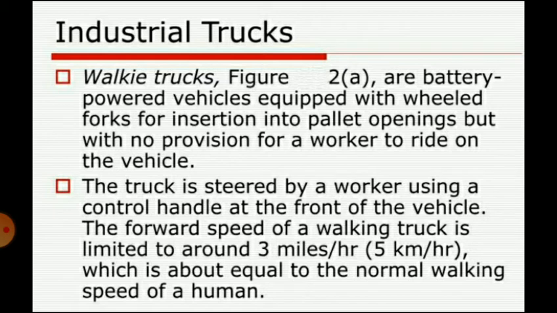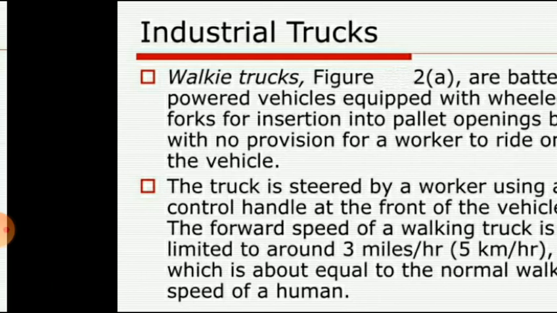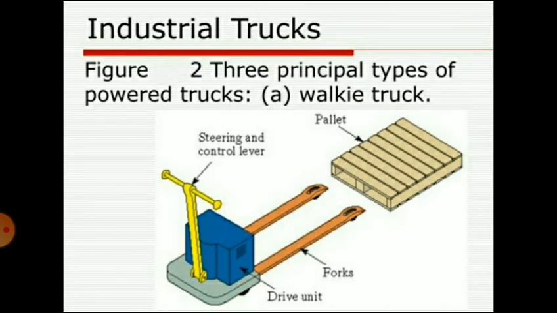The forward speed of a walkie truck is limited to around 3 miles per hour, that is 5 kilometers per hour, which is about equal to the normal walking speed of a human. The truck is steered by a worker using a control handle at the front of the vehicle, and there is no provision for the operator to sit on the vehicle.